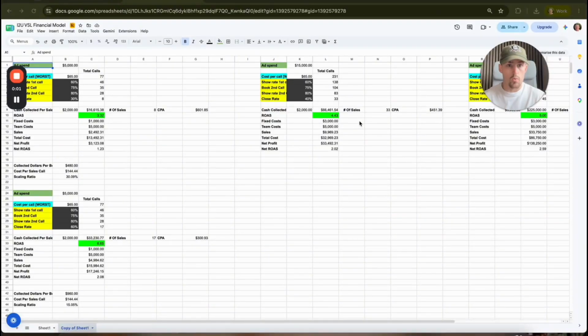Okay, awesome. Now we're into the actual VSL financial model here. There's going to be a webinar financial model in the description below as well, so don't think that I'm discounting it. This is just for a VSL financial model. A couple of things that we're just going to assume as well.